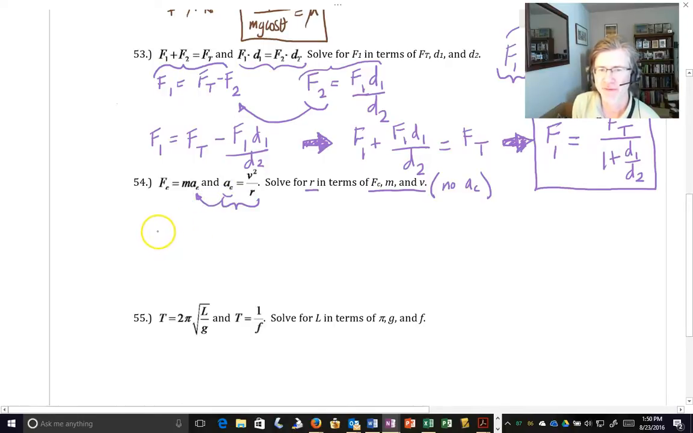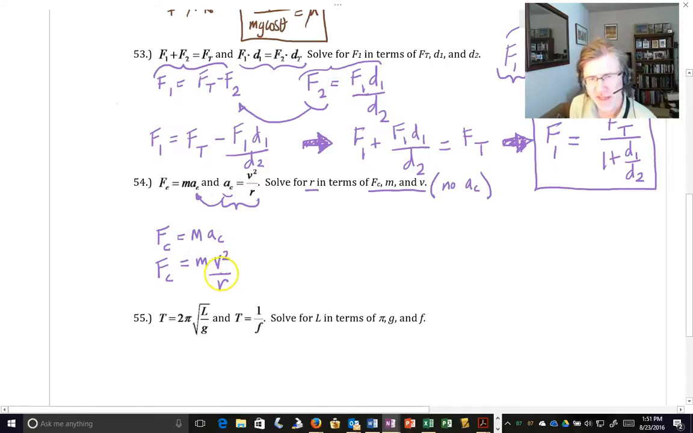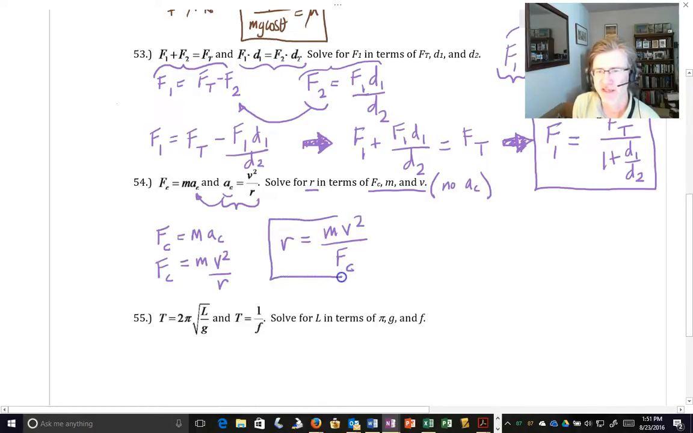So Fc equals m times AC, but m times AC equals m times v squared over r, because I plugged in this AC here. This is the AC. Then we're solving for r, so multiply both sides by r and divide both sides by Fc: r equals m v squared all over Fc. So that's our answer for question 54.